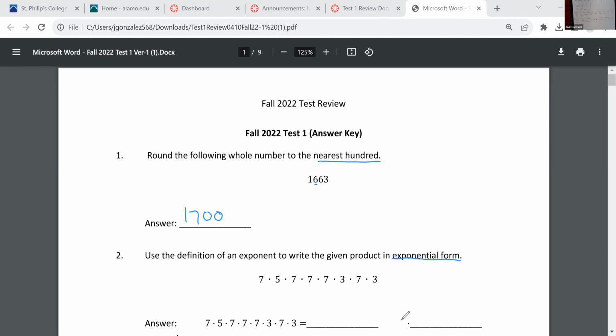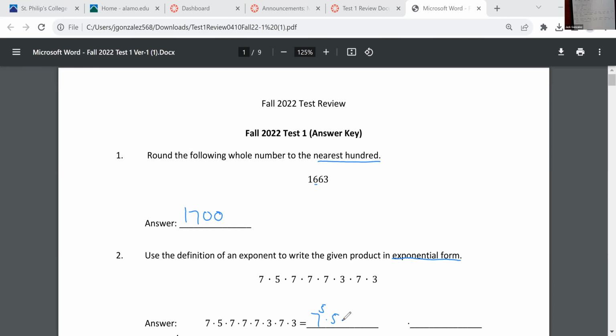756,315. 7 to the 4th. Oh, wait. Exponential form. 1, 2, 3, 4, 5, 7, right? You guys agree? How many 5s? Just a single 5. You could put a 1 if you want. You don't have to. How many 3s? 2.